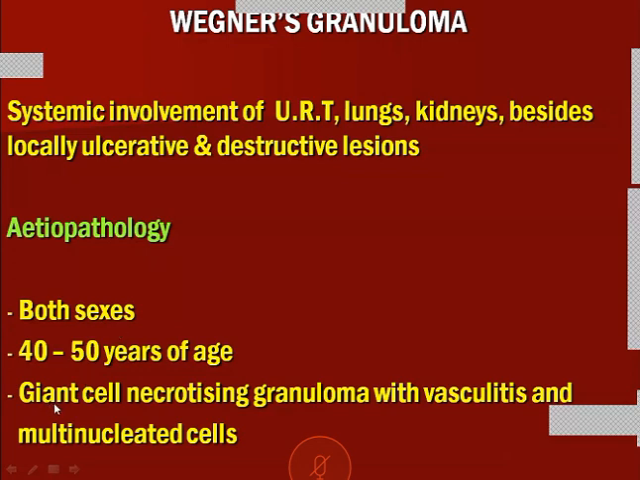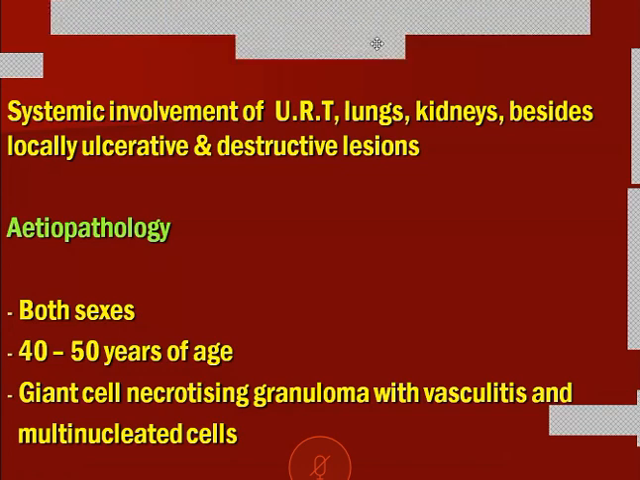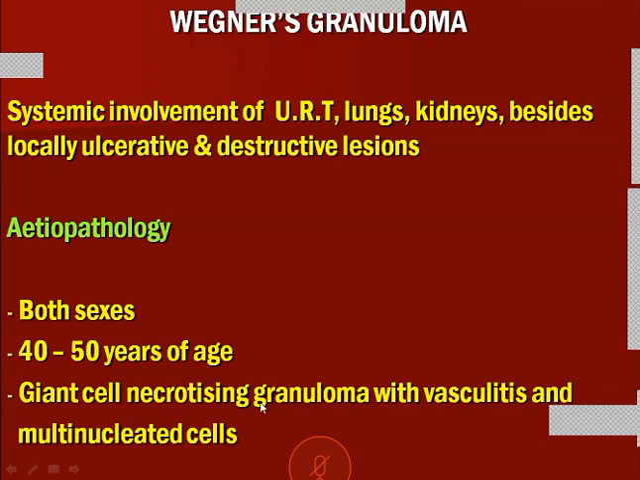Here, the pathology is giant cell necrotic granuloma with vasculitis, chronic granulomatous vasculitis, and multinucleated cells will be there. Wegener was a German Nazi. That's why recently this name is being replaced by chronic necrotizing granulomatous vasculitis. This disease is further named as chronic necrotizing granulomatous vasculitis.